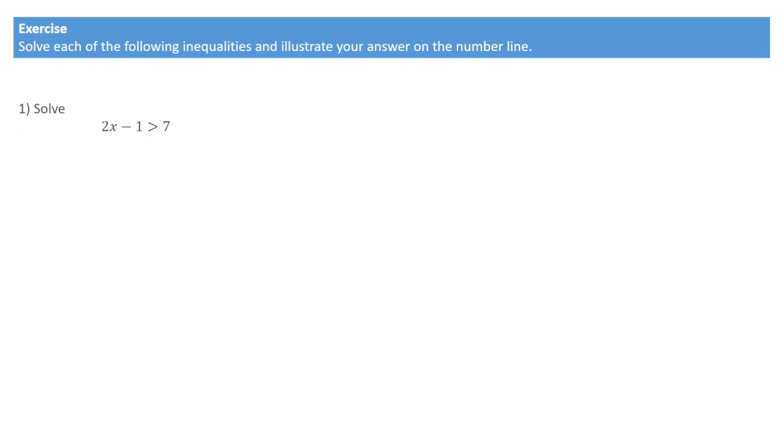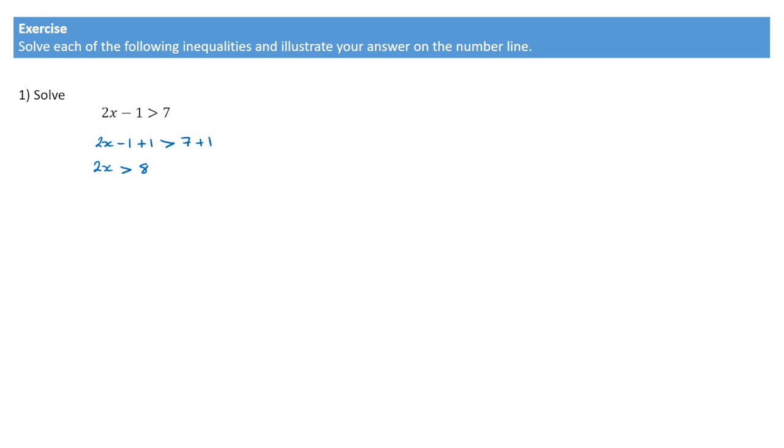Say we're given 2x minus 1 greater than 7. Now, to solve this, the first thing we'll do is get rid of the 1 on the left-hand side. We can see that the 1 is being subtracted from the 2x, so to get rid of it, we need to add 1 to both sides. That's 2x minus 1 plus 1 greater than 7 plus 1. On the left-hand side, the 1's cancel out, leaving us with 2x greater than 7 plus 1, which is 8.